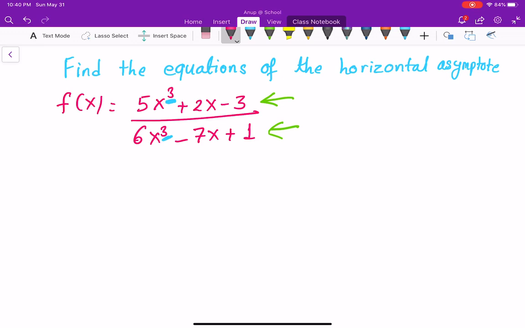So if we have that, then y equal to the ratio of the leading coefficients. What is the leading coefficient of the numerator polynomial? 5. What is the leading coefficient of the denominator polynomial? 6. So 5/6 is the ratio of those leading coefficients. So y equal to 5/6 is the horizontal asymptote then.